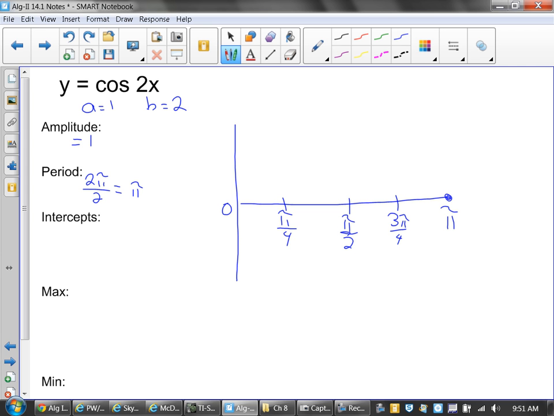Your amplitude is at 1, so we start at. Cosine is different. Remember, it always starts at the A value, so cosine starts at 1, goes to 0, goes to the opposite, back to 0, and back to A. There's your curve.